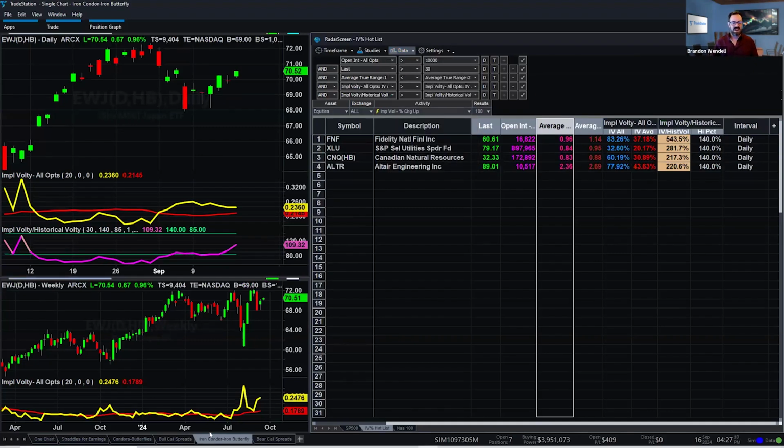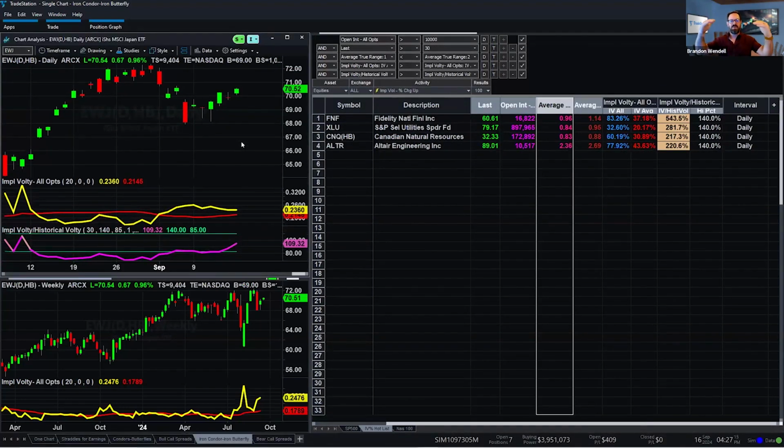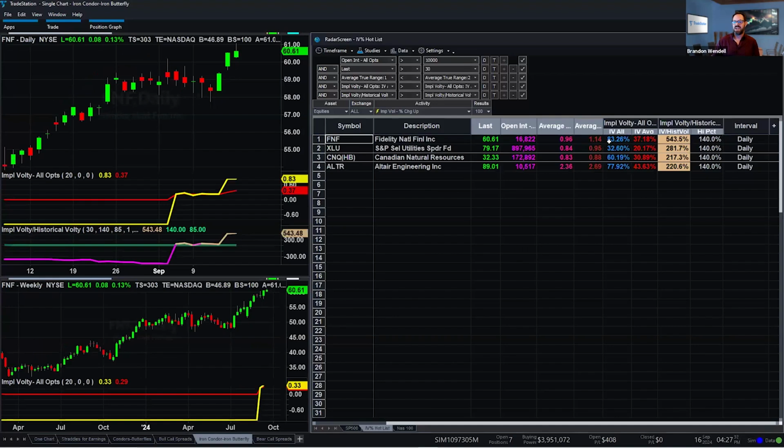For instance, Iron Condor, Iron Butterfly, that's typically a strategy where you want to find high volatility that's getting ready to drop. So right now we have the implied volatility percent change up. Makes sense, right? We're going to try to find securities that have potentially high implied volatility compared to their average. Look at this, FNF, for instance, 83% implied volatility right now on the options.